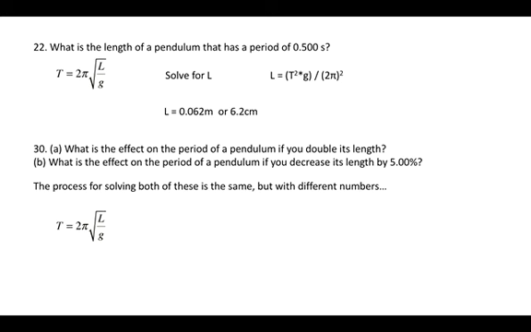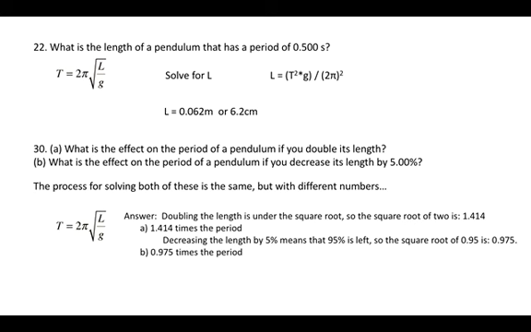By taking a look again, the period of a pendulum is 2 pi multiplied by the square root of L over g. So here's how it works. If you double the length under the square root, then the square root of 2 is 1.14. So the answer is 1.14 times the period. For B, if you decrease the length by 5%, that means 95% of the length is left. So you take the square root of 0.95 and you find the answer is 0.975 times the period.